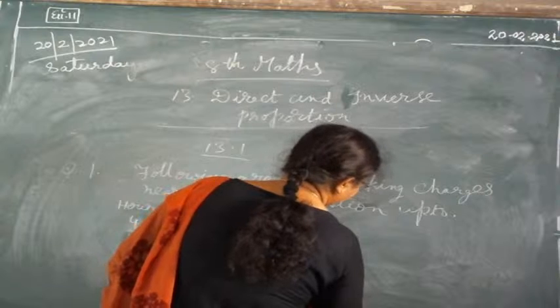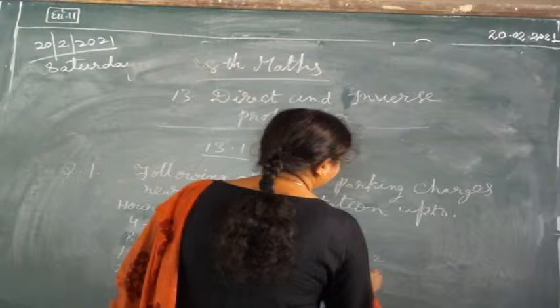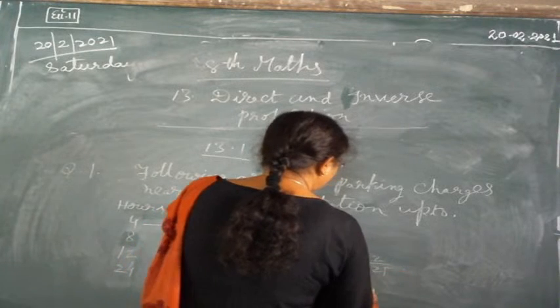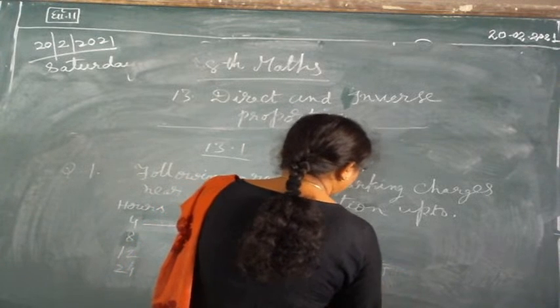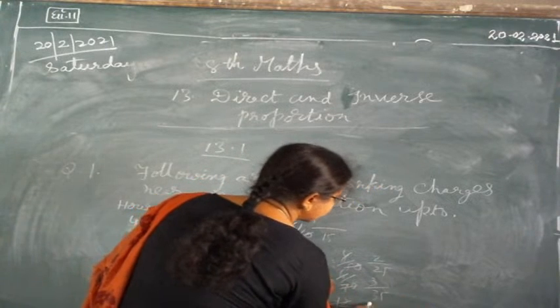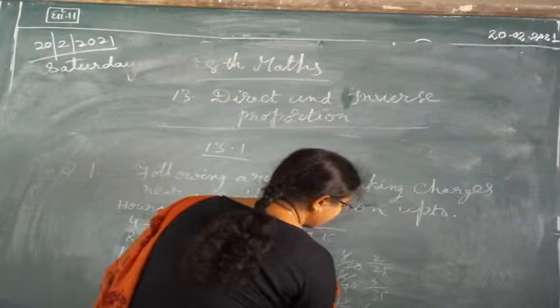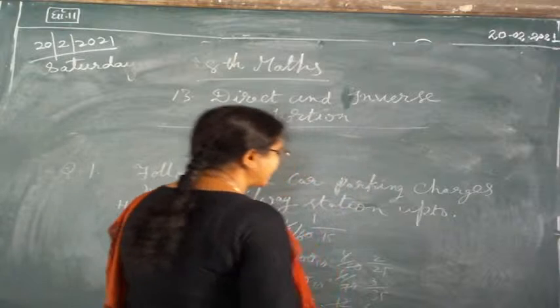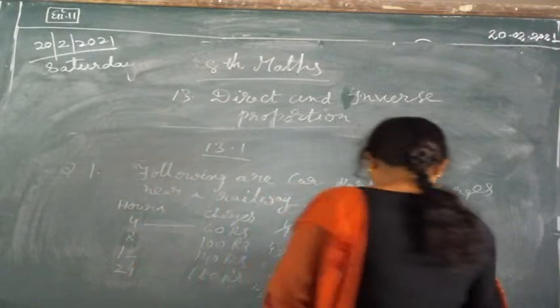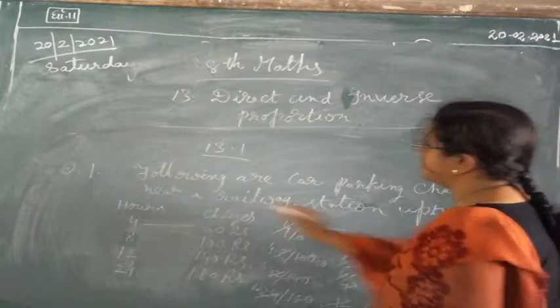If you want, you can reduce them into the lowest form. It means 4 by 50, 2 by 25 comes here. And this is 3 by 35. Okay? This is 6 by 45. So the first answer is 1 by 15.